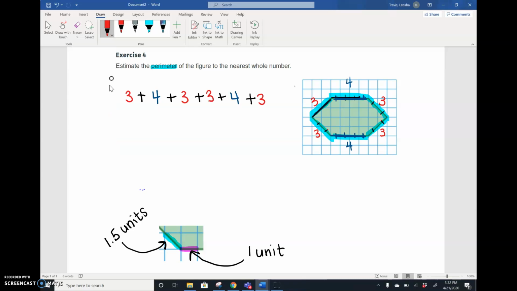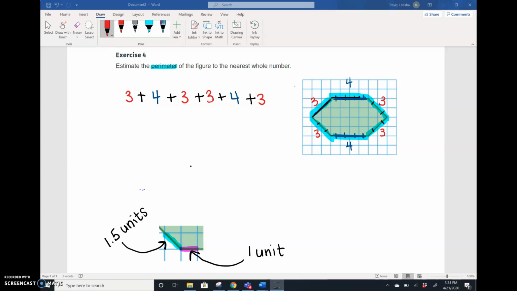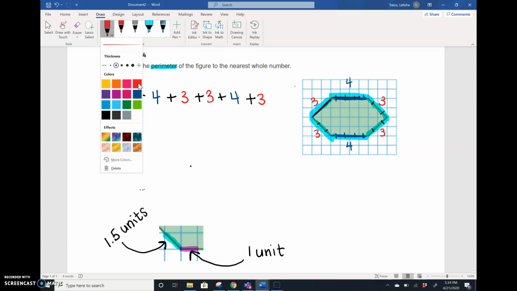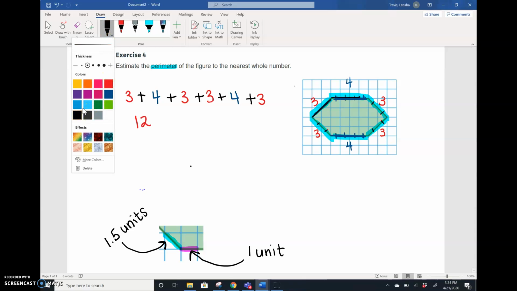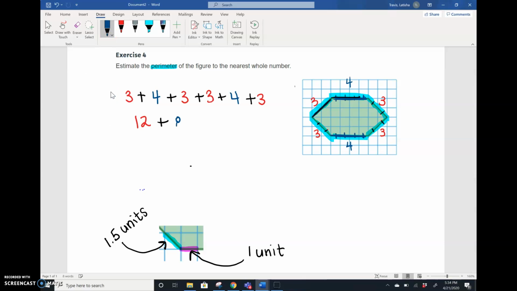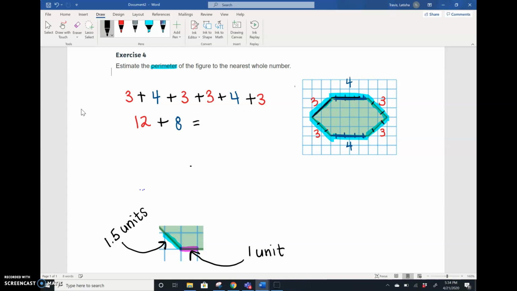So then the last thing to do is to add these all together. You get 3 plus 3 is 6, 3 more is 9, another 3 is 12. So our lengths of 3 collectively are 12 units in measure. And then we need plus our lengths of 4. We have 2 of those. 4 plus 4 is 8. We add those lengths together, and we get 20 units. So the perimeter of the figure in number 4 is going to be 20 units.